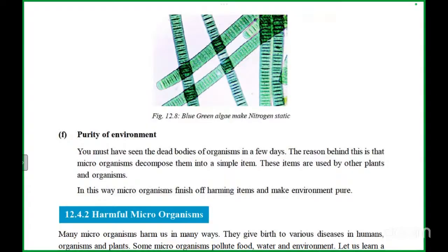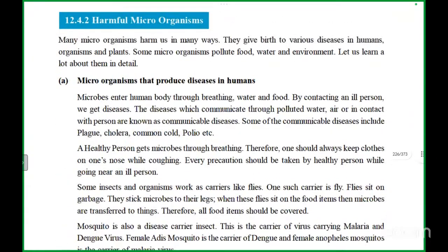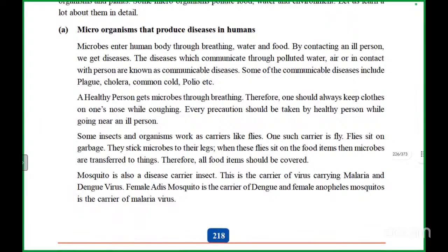All right. So we will start now about microorganisms which are our enemies. Many microorganisms harm us in many ways. They give birth to various diseases in humans, organisms, and plants. Some microorganisms pollute food, water, and environment. Let us learn about them in detail.